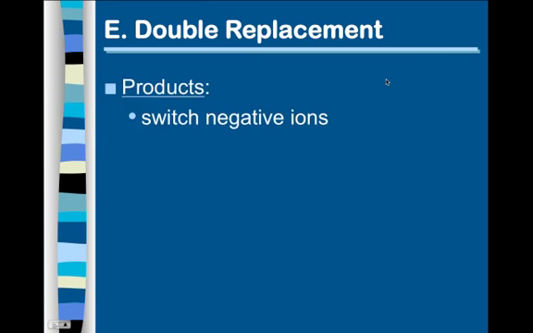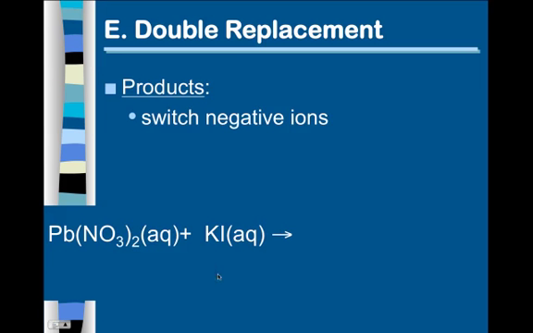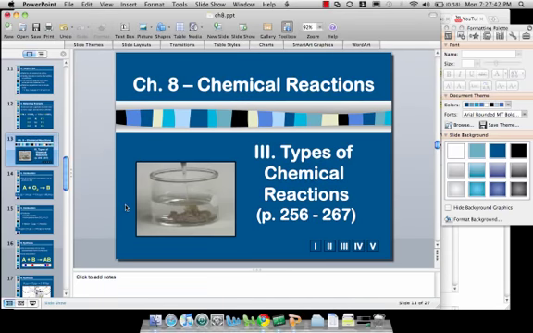We call it a double replacement. The products: you just switch the negative ions. For example, the negative ion on iodide is going to go with lead. The negative ion on lead nitrate is going to go with the potassium to give you this. And don't forget to balance it. And that's all I've got for the different types of chemical reactions.